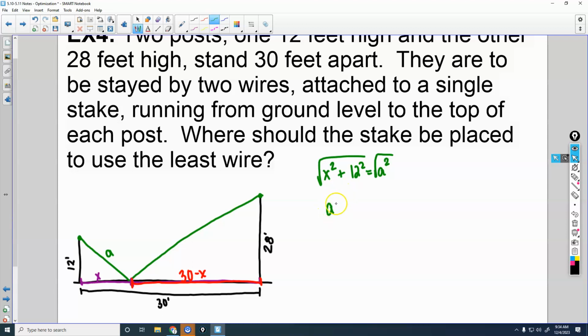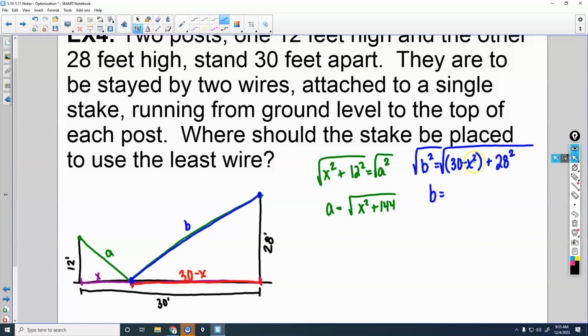So A squared, the square's gone, sorry. A is going to equal the square root of X squared plus 144 for that. So that is the length of that side right there. Then let's make this blue right here, and let's call this B. So for B, it's going to be a little more complicated. Right? For B, I would say B squared equals (30 minus X) squared plus 28 squared. And I'm going to end up square rooting both sides of that to get the B by itself.